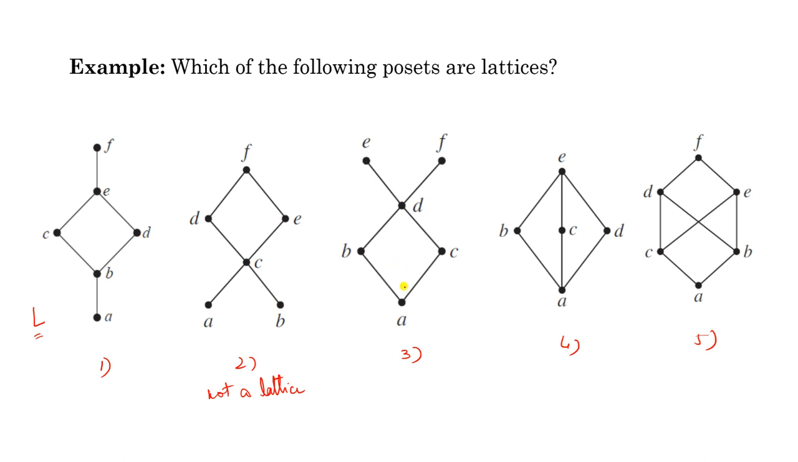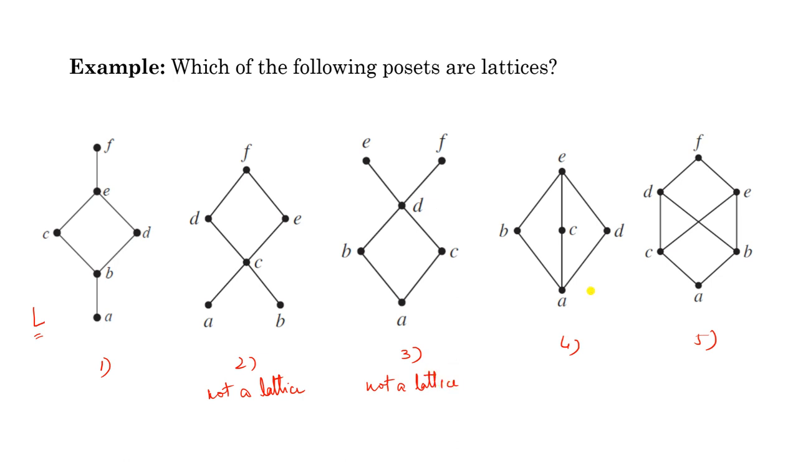Now look at this figure 3. Again here E and F, these two are open-ended. It means for these two elements E and F, no upper bound exists. It means no least upper bound exists for E and F. So again this is not a lattice.